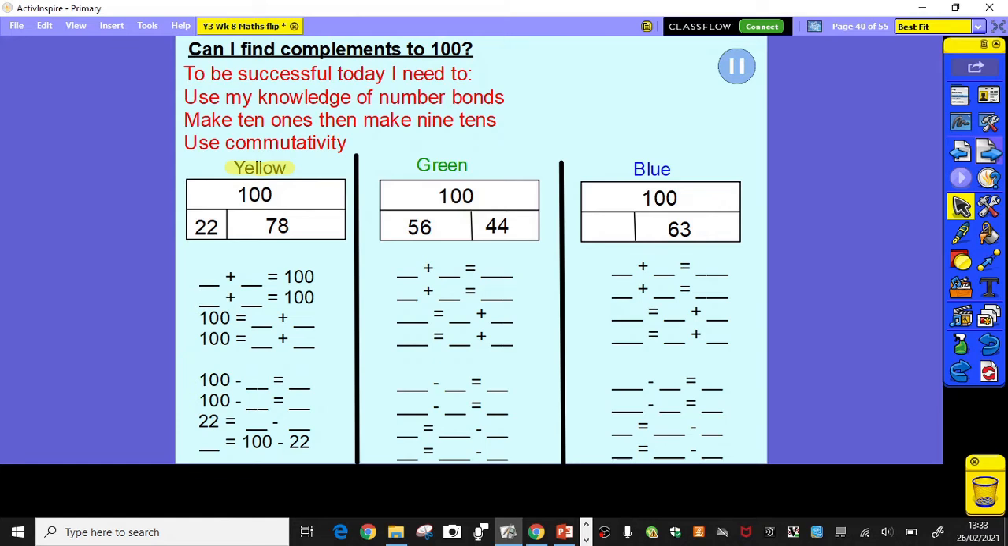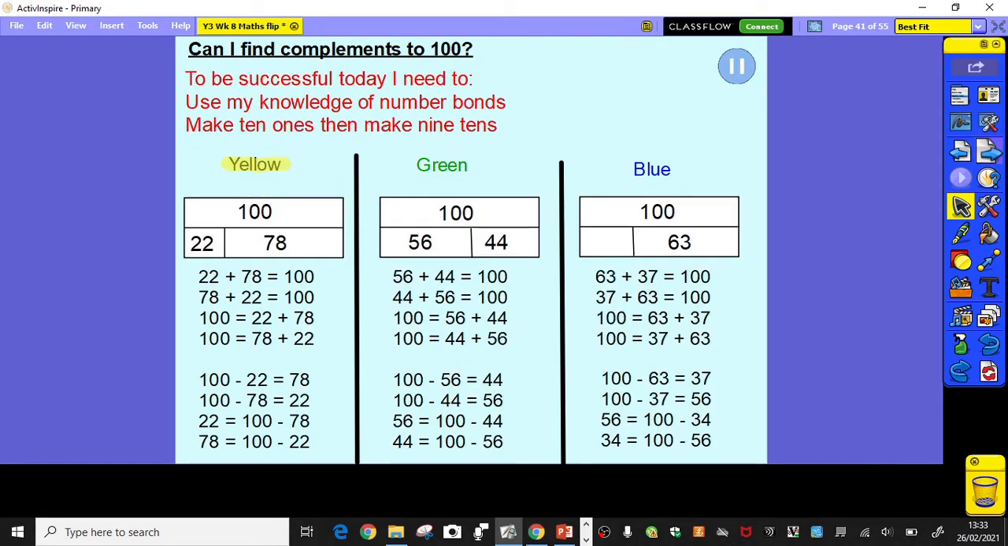Great, how did you get on? Did you find all 8? Well, let's have a look. You can pause the video again while you check them.